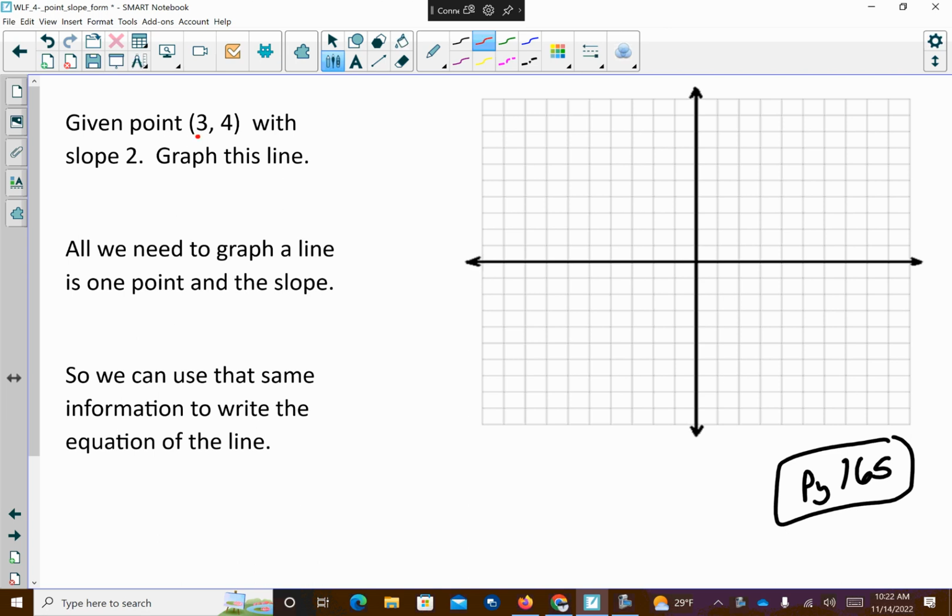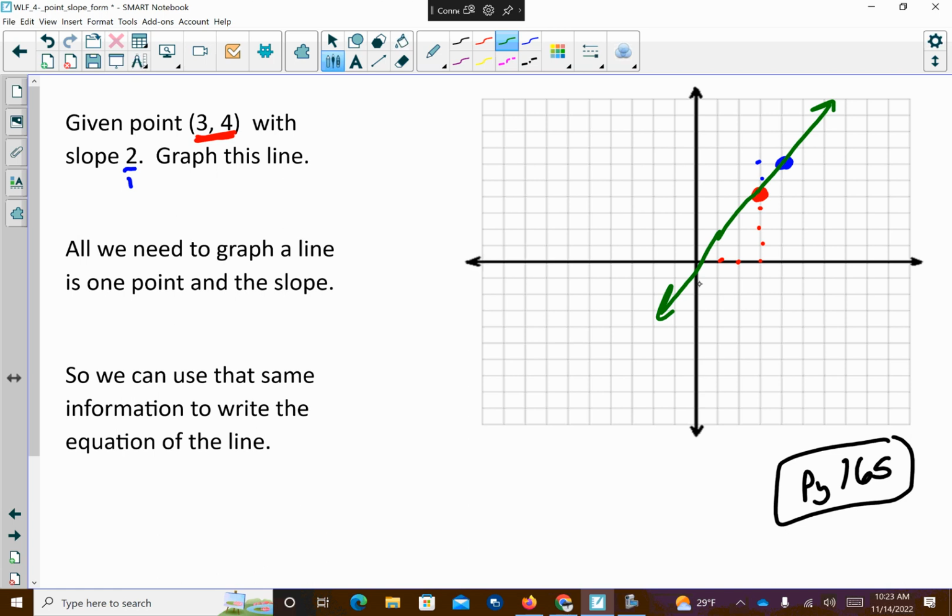It says, given the point (3, 4). So 3 comma 4: 1, 2, 3, up 1, 2, 3, 4. We have a dot. Agree so far? We then have a slope of 2, so we're going to put it as 2 over 1. So from the red dot, we're going to go up 2, right 1, and connect the dots and draw in our line of best fit.